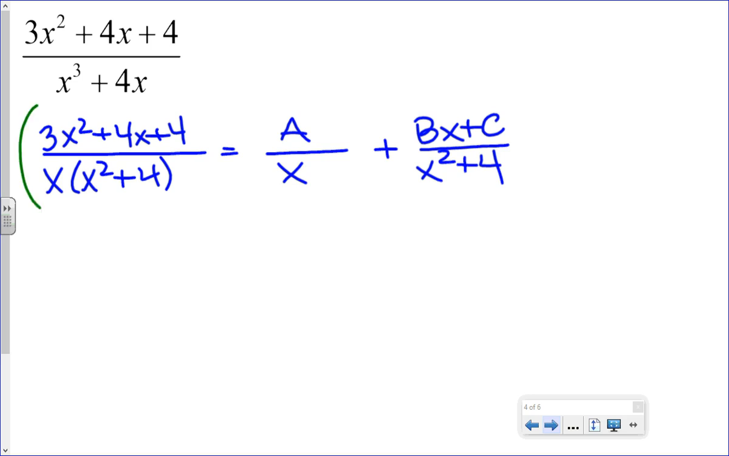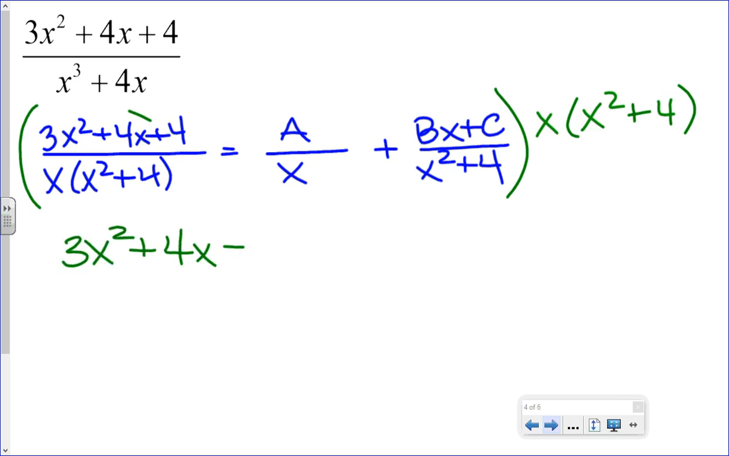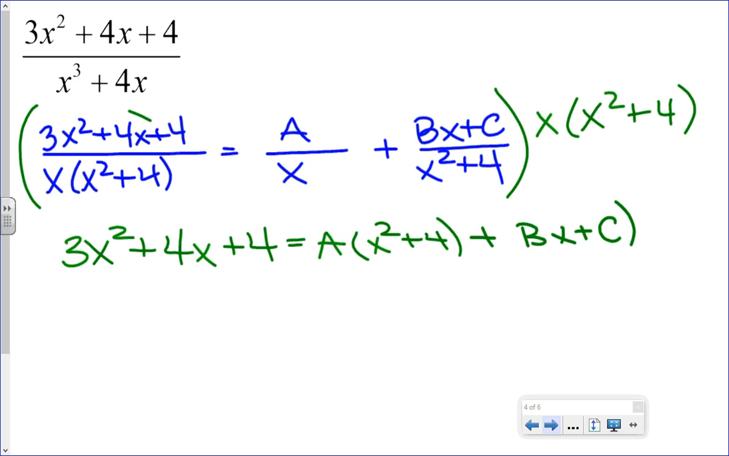Okay. Just like before, we will multiply by the LCD. That will always be the denominator, so that will always cancel everything for the fraction on the left. So 3x squared plus 4x plus 4. When we multiply A over x, we're left with A times x squared plus 4. When we multiply this third fraction, the x squared plus 4's cancel, and we're left with bx plus c, the quantity times x. Please be careful. Make sure that that linear expression in its entirety is being multiplied to whatever factor's left over.